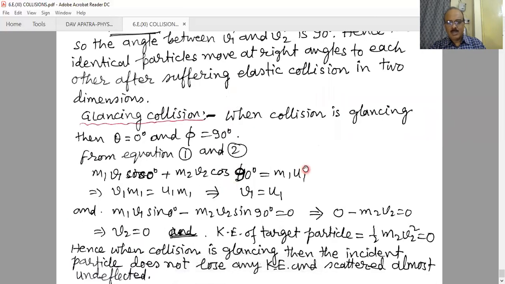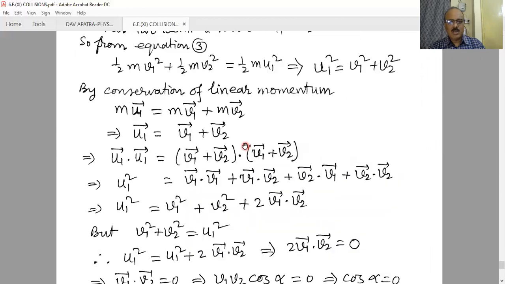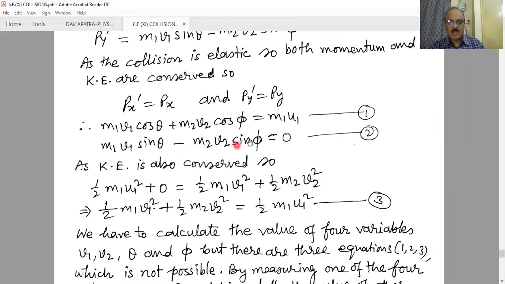Now one term sometimes used is the glancing collision. It is nothing but when the projectile object just touches and passes away. In a glancing collision, theta is 0 degrees and phi is 90 degrees. From equations 1 and 2, with theta 0 degrees and phi 90 degrees, cos of phi is cos of 90, which is 0.